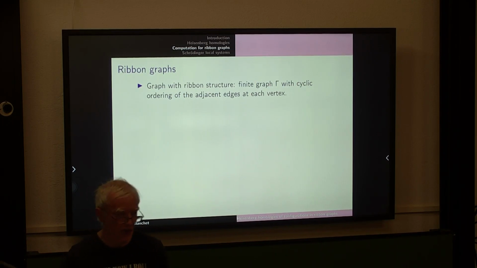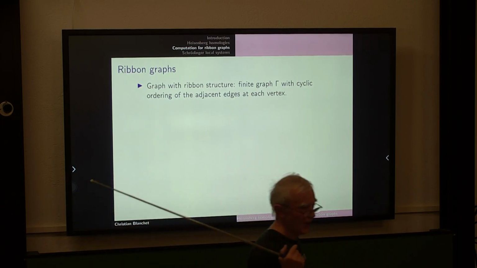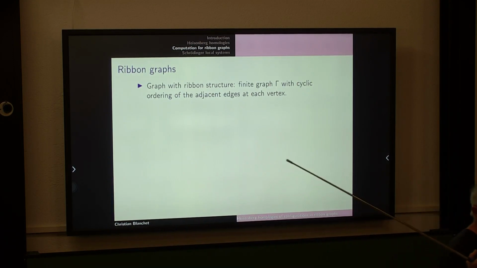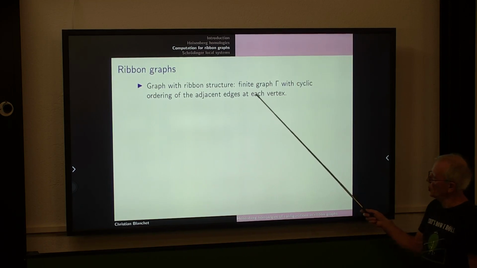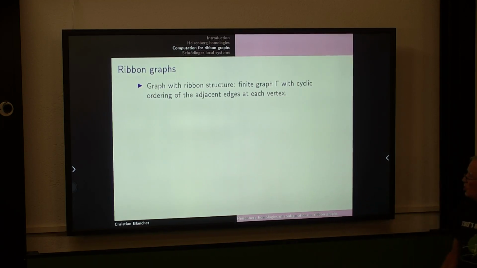Okay, the Heisenberg homology, which was in my title, is the homology of a local system which factorizes through the Heisenberg group, local system and configuration. So now I come back to ribbon graphs. A ribbon graph is a graph with ribbon structure. I start with a graph with ribbon structure, which is a finite graph with a cyclic ordering at each vertex. You have a cyclic ordering of the edges.